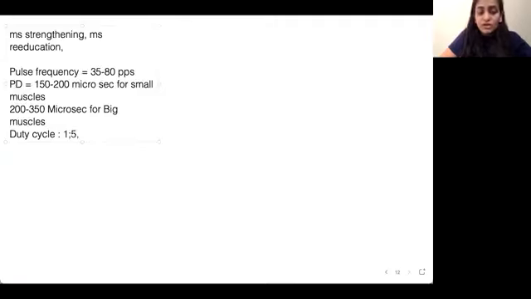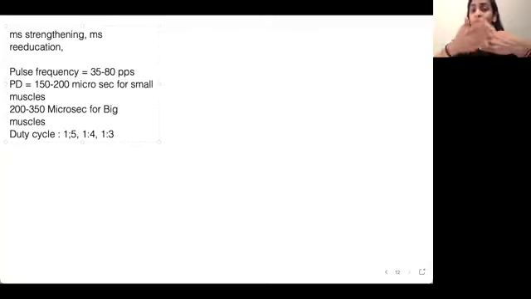So we start with 1 to 5. We can go on to 1 to 4, okay, we can do 1 to 3. But remember, you will not go below 1 to 3. If you go below 1 to 3, it's no longer going to help with strengthening because the muscle is going to start getting fatigued. 1 to 1 is almost like 1 second on, 1 second off. 1 to 2 is 1 second on, 2 seconds off, right? So it can cause fatigue.